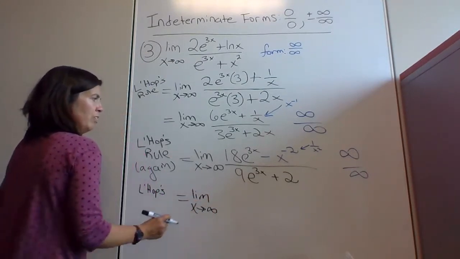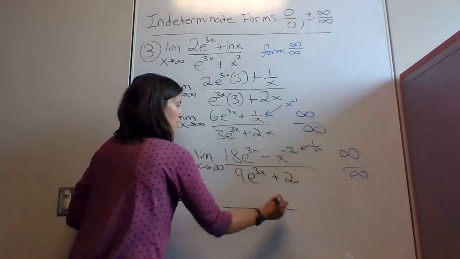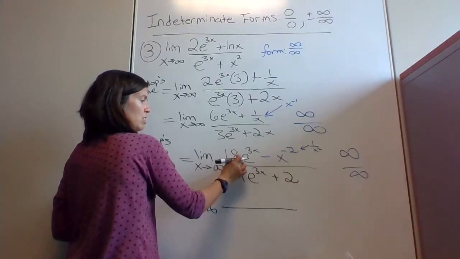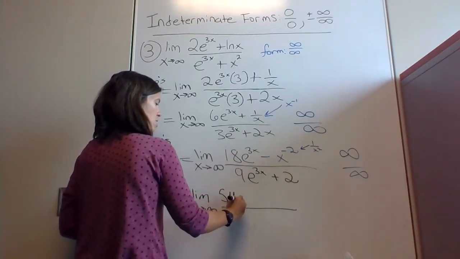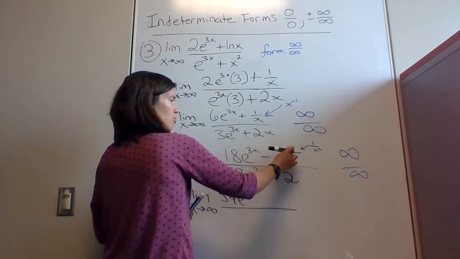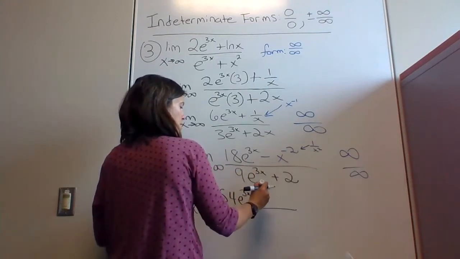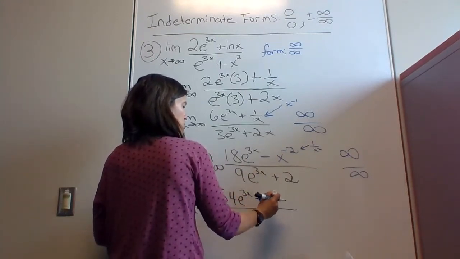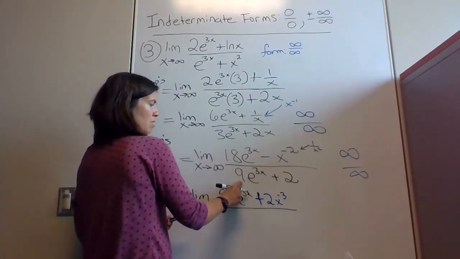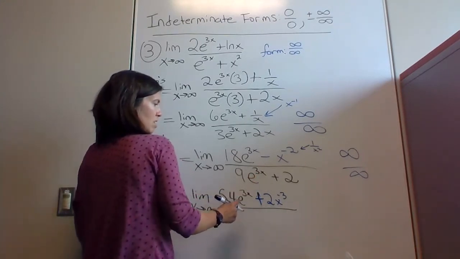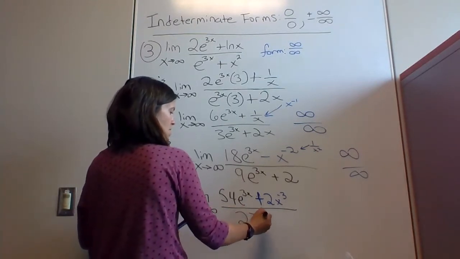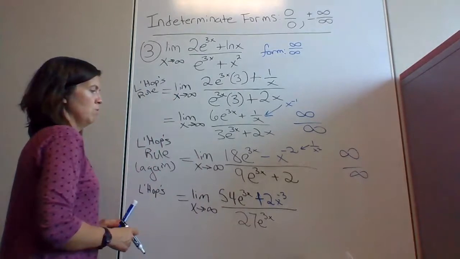Let's see. So if we take the derivative of the numerator, 18 e to the 3x times 3, well, that would give us 54 e to the 3x minus the derivative of x to the negative 2. So the negative 2 will come down. This will be plus 2x to the negative 3. Derivative of the bottom will be 9 e to the 3x times 3. So that'll be 27 e to the 3x plus 0.